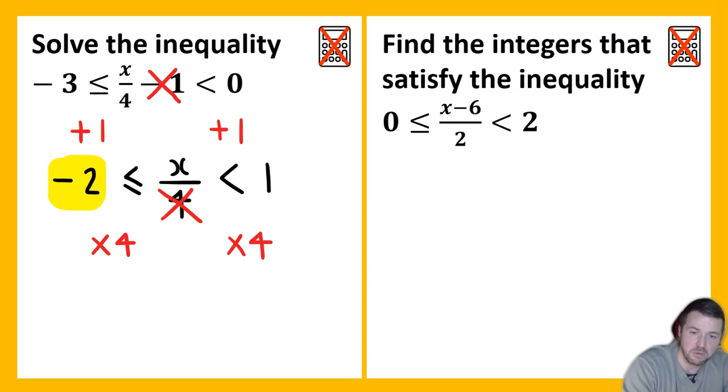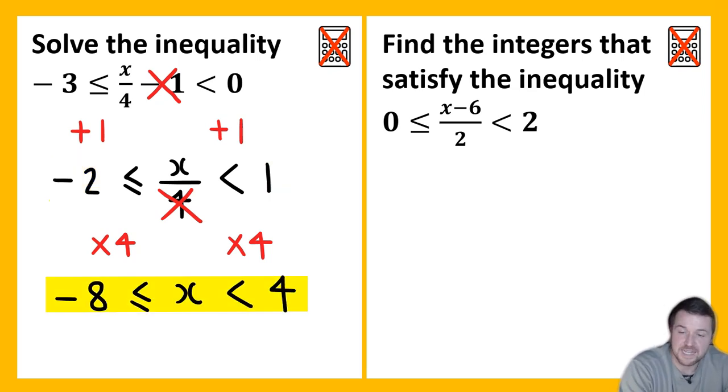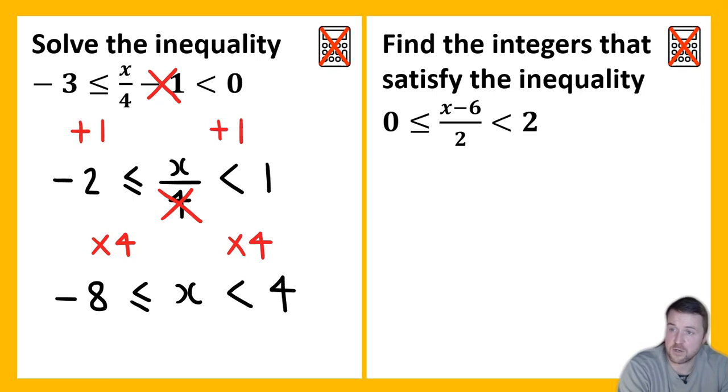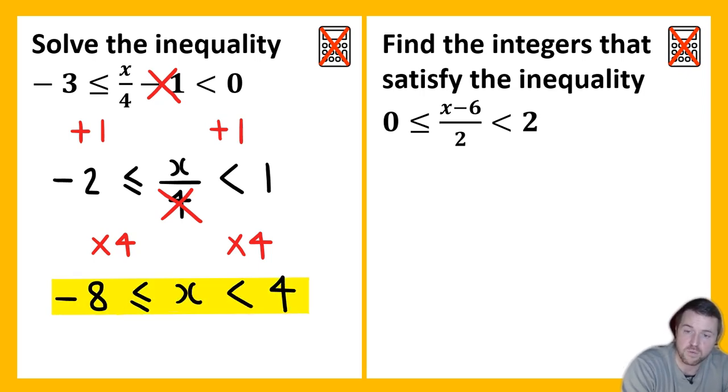Negative 2 multiplied by 4 is negative 8, leaving me with x in the middle, and then 1 multiplied by 4 is 4. This is now solved with no need to list the integers that satisfy this. On to the second question, where we do need to find the integers that satisfy the inequality, but we'll first do something similar to what we did for the question before, where we solve it, and then it will make it easier to find the integers that satisfy it.